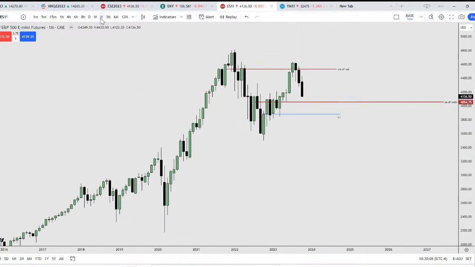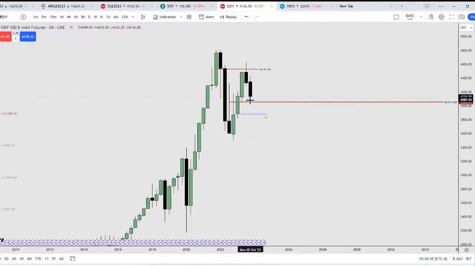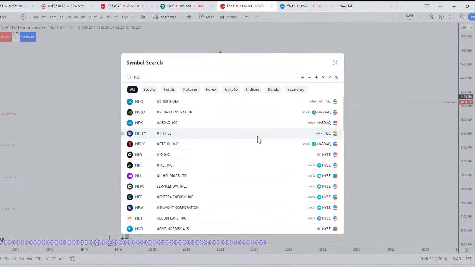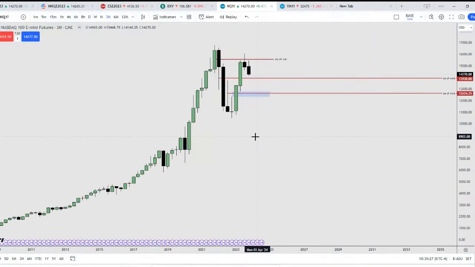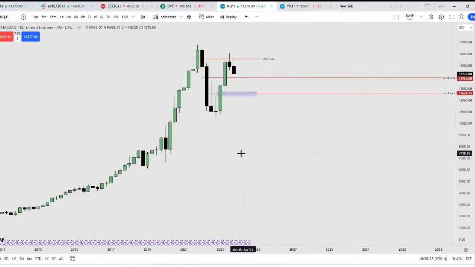So this is a monthly chart, right? The closing price is on the quarterly. So any quarterly closing prices below here, I am super bearish for ES. And any closing prices on the quarterly for Nasdaq below this level here, I am bearish as well. So far, we are still good for all-time highs.